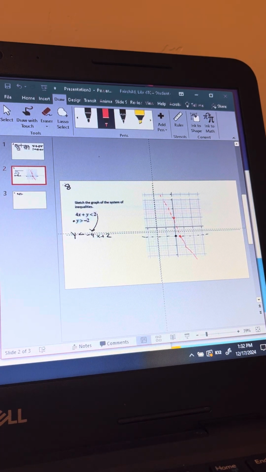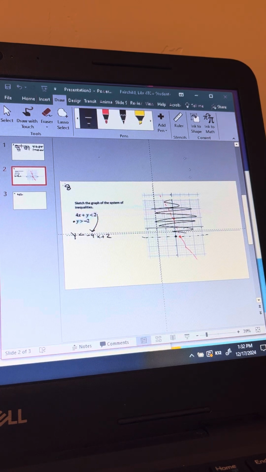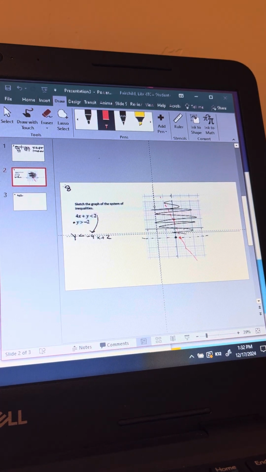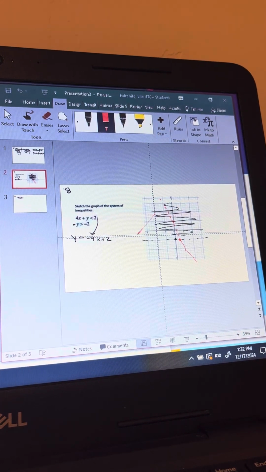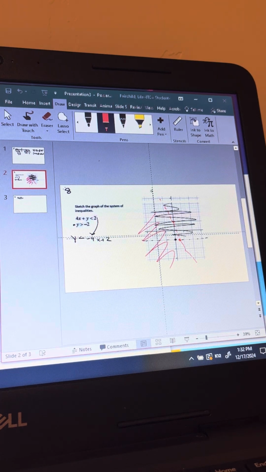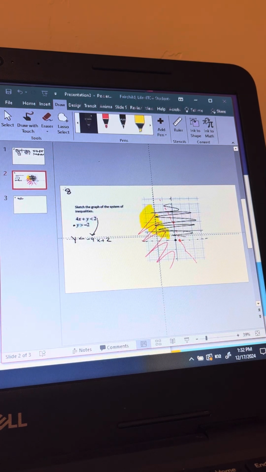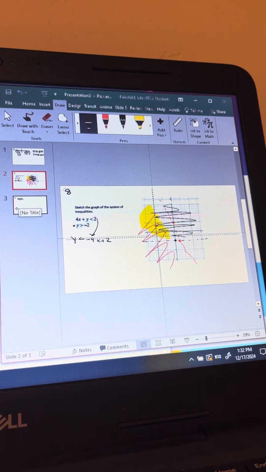like this. And so from this straight line, it's this, but then from this not straight line, it's shaded here. So this area right here is where that stuff is.